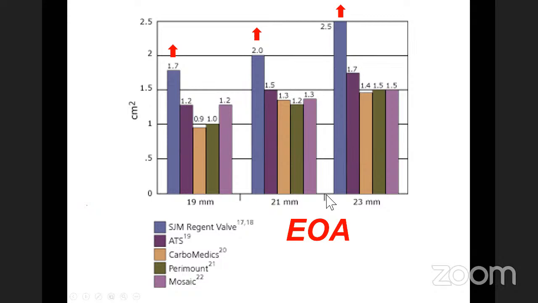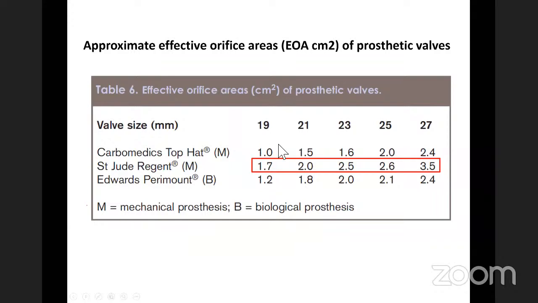This table demonstrates the same thing. St. Jude Mechanical has the highest effective orifice area. Among this column, 1.7 is the highest, and in this column, 2 is the highest, 2.5 is the highest here, 2.6, St. Jude, and then followed by Edwards, and then finally with Top Hat. This is just to show you a comparison of how important the effective orifice area is when choosing the proper valve.